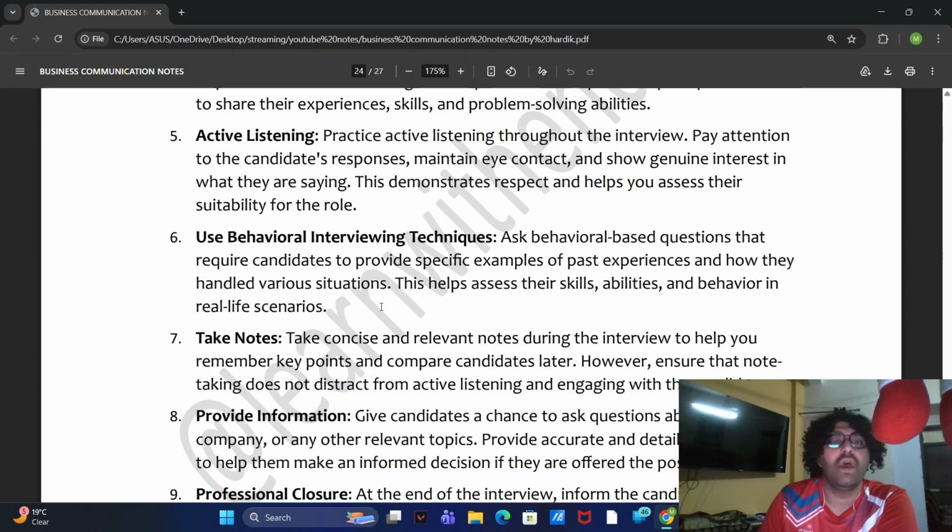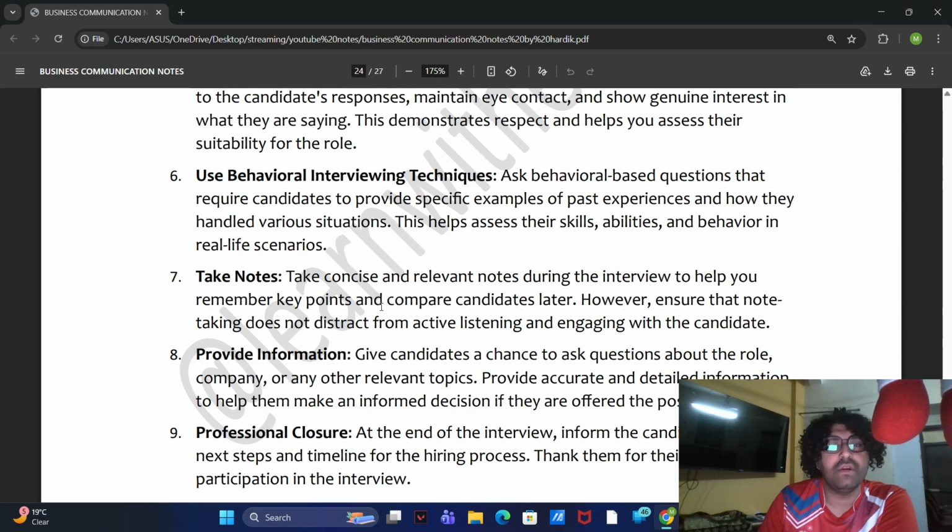Active listening. Practice active listening throughout the interview. Pay attention to the candidate's responses. Maintain eye contact and show genuine interest in what they're saying. This demonstrates respect and helps you assess their suitability for the role.